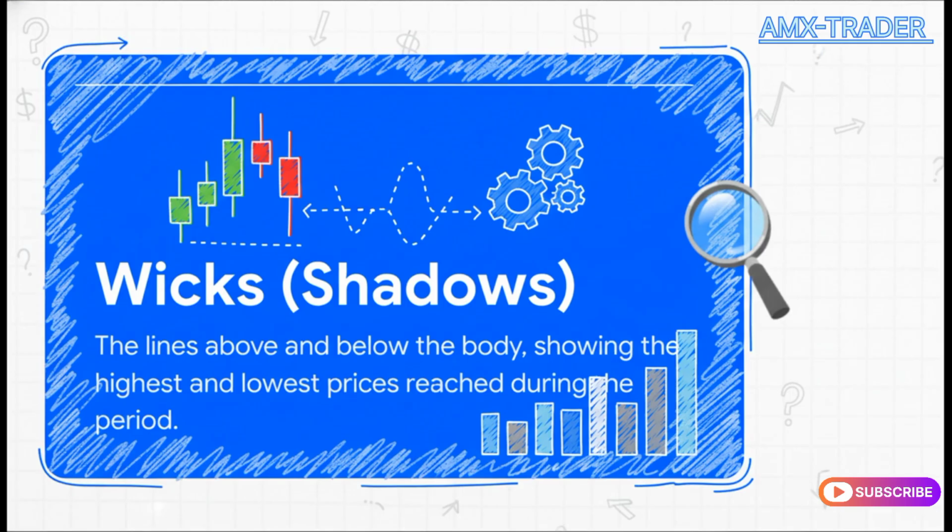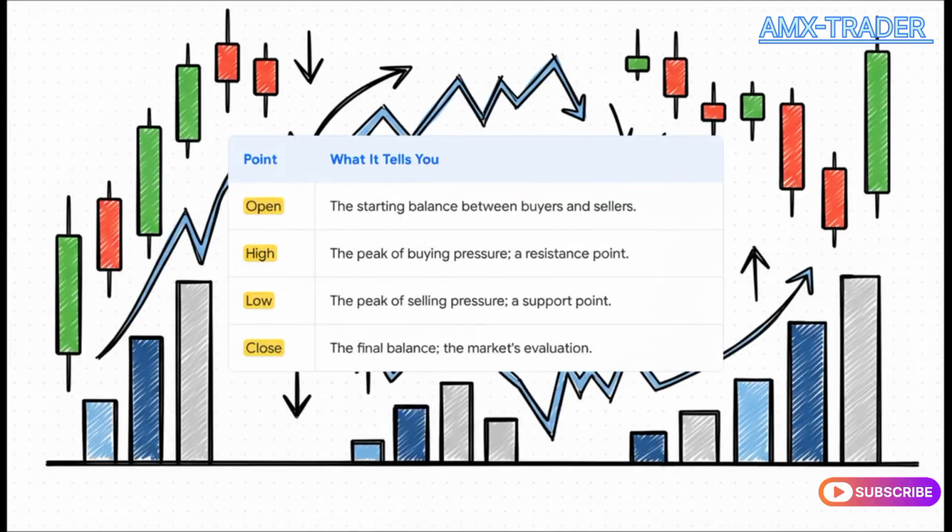These show you the absolute extremes of the battle. The upper wick shows you the highest point that buyers managed to push the price before sellers stepped in and said, nope, not so fast. And the lower wick? That shows you how far the sellers dropped it before buyers jumped back in and said, this is a bargain. So, let's break it down.